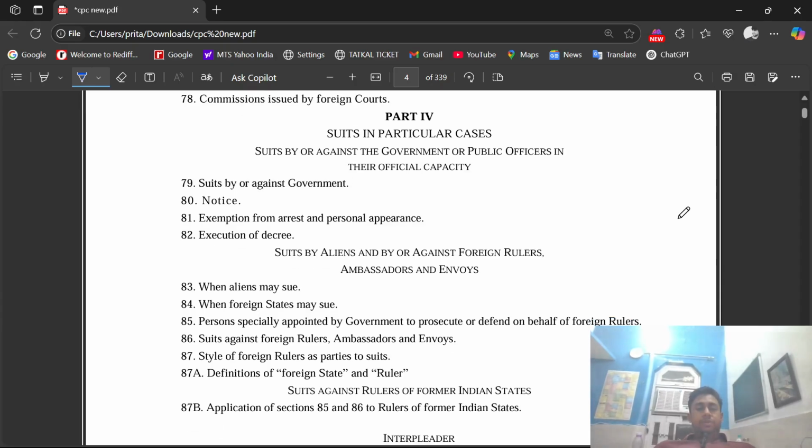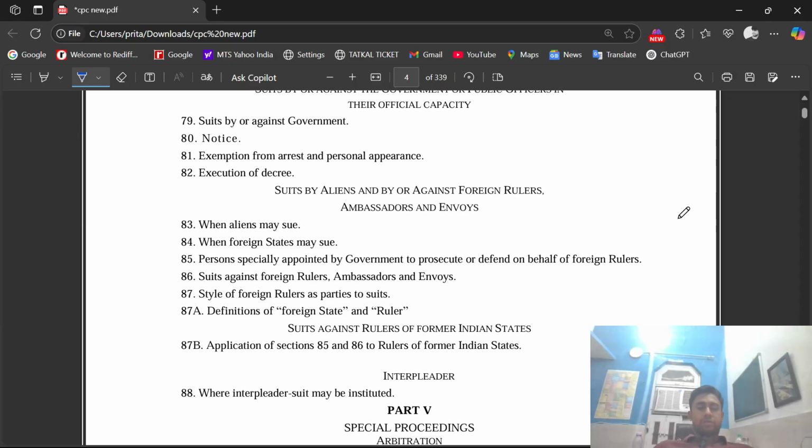Next subheading is suits by alien and by or against foreign rulers, ambassadors, and envoys. Section 83, when aliens may sue. Section 84, when foreign state may sue. Section 85, person especially appointed by government to prosecute or defend on behalf of foreign rulers. Section 86, suits against foreign rulers, ambassadors, and envoys. Section 87, style of foreign rulers as parties to suit. Section 87A, definitions of foreign state and rulers.